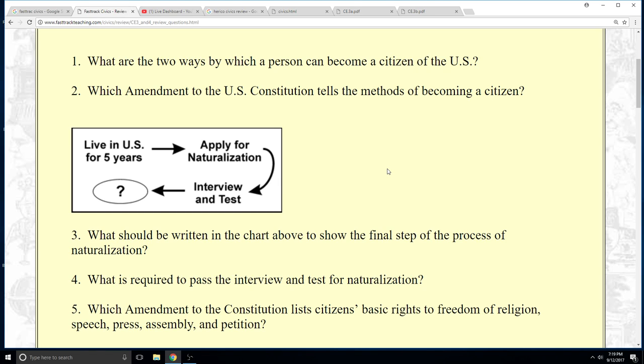Alright, there you go. So Chase, citizenship by birth and naturalization. Good job. Alright. Second one is the 14th Amendment. Nice. Number 3, which should be in the chart. Oath of allegiance. Perfect, Chase. Number 4, not all of it there for you, Chase.